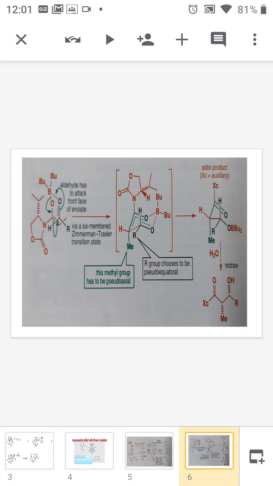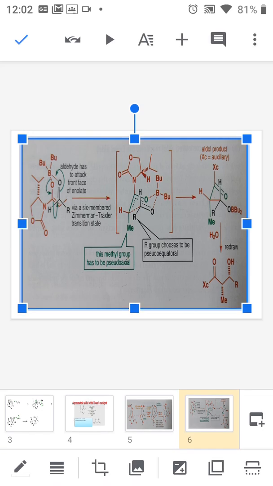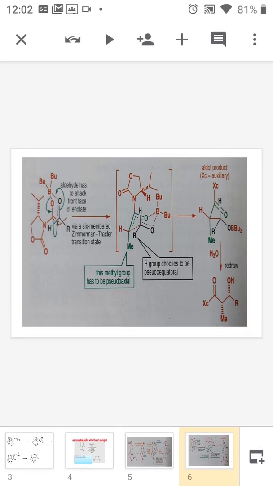Then if we add the aldehyde, it can approach only from the front side. Then it forms a six-membered transition state just like this. Here the R group of the aldehyde is in the equatorial position in order to avoid steric hindrance, and the methyl has to be in a pseudo axial position. So the R group is pseudo equatorial and the methyl pseudo axial, and we avoid the maximum steric hindrance.